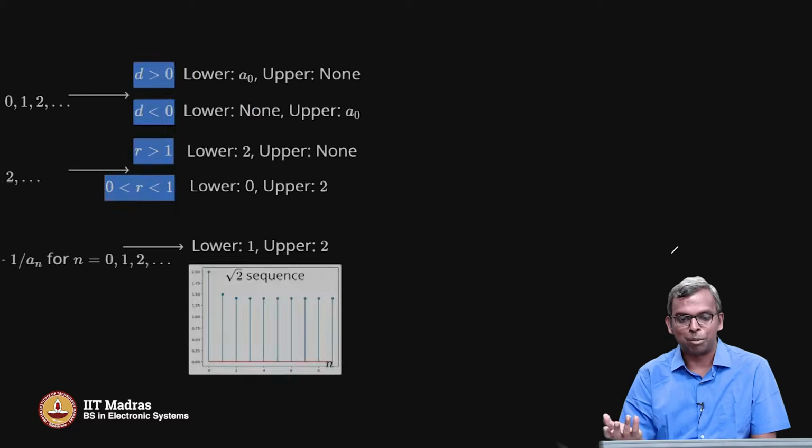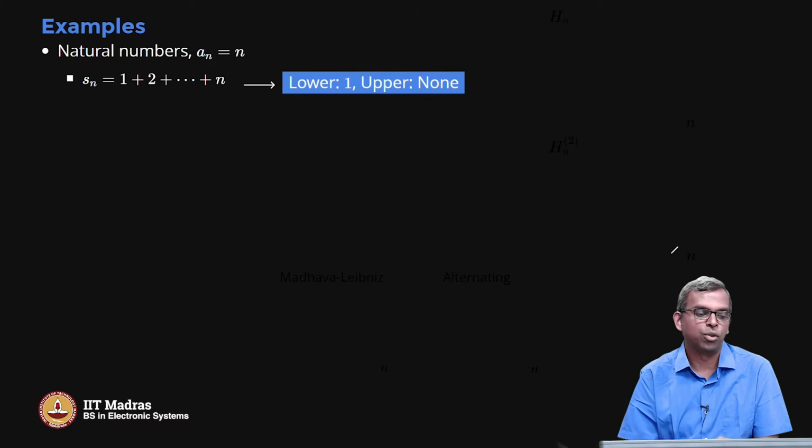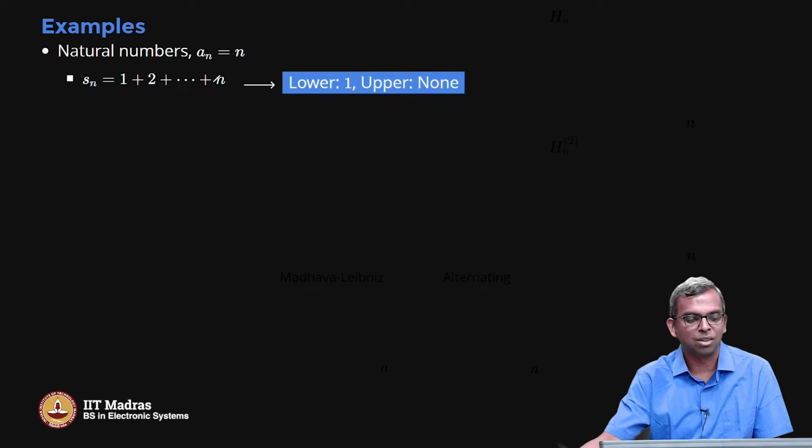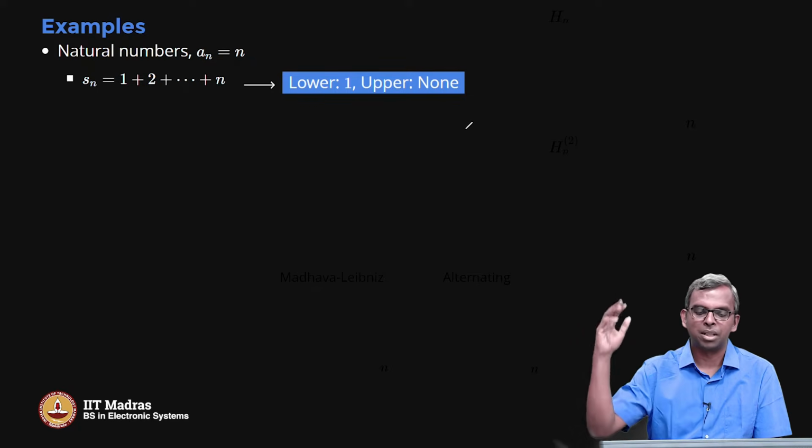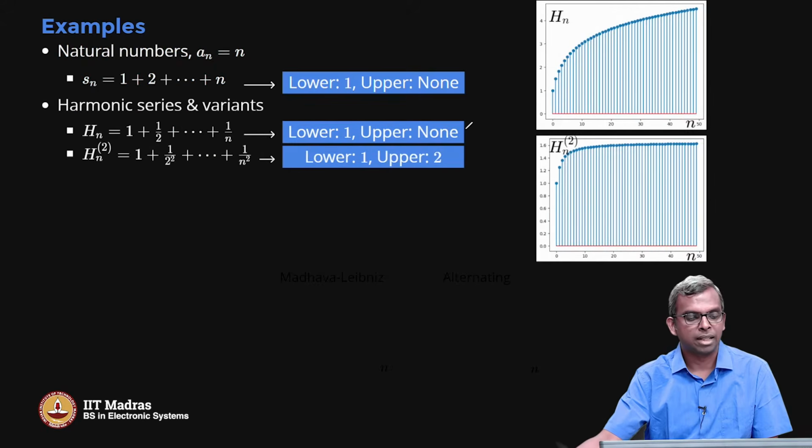Let's look at more examples. From a boundedness point of view, let's look at our series examples. So, we had our natural numbers, 1 plus 2 plus so on. Clearly here the lower bound is 1, and the upper bound is none. There is no upper bound. It keeps on blowing up as we increase the terms of the series.